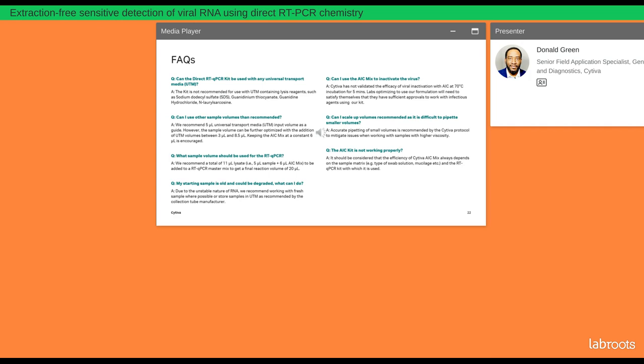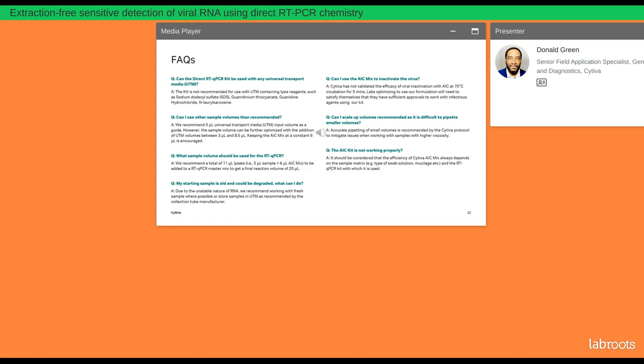My starting sample is old and could be degraded. What can I do? Due to the unstable nature of RNA, we recommend working with fresh samples where possible and store samples in UTM as recommended by the collection manufacturer.